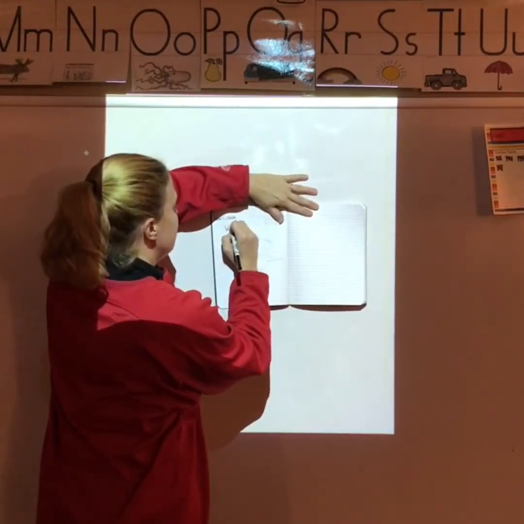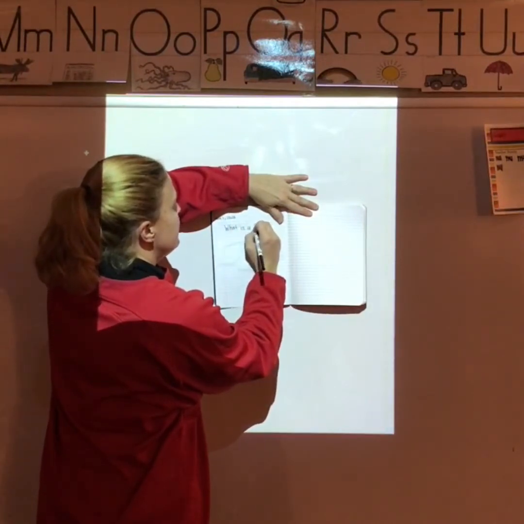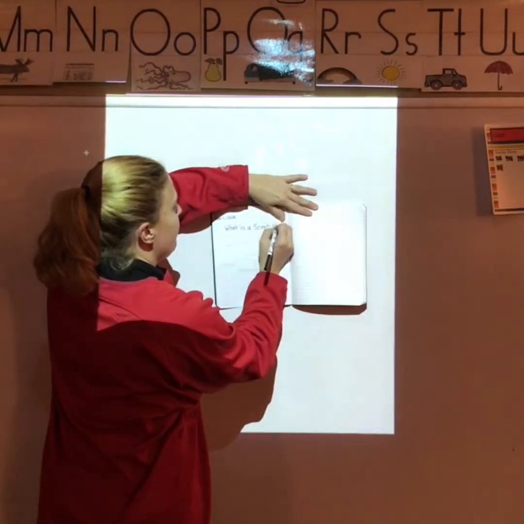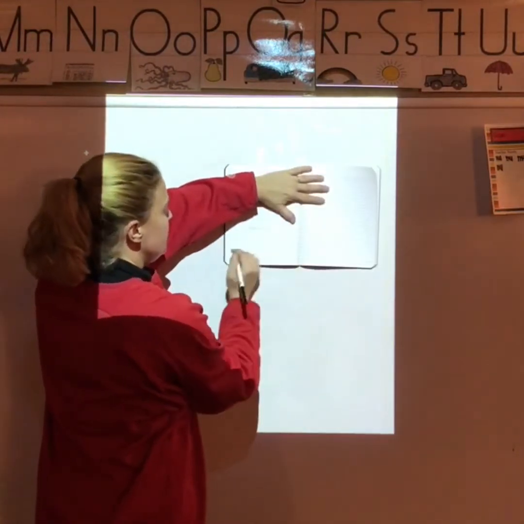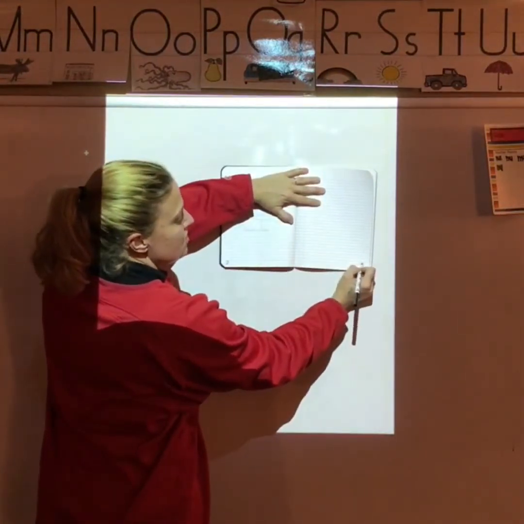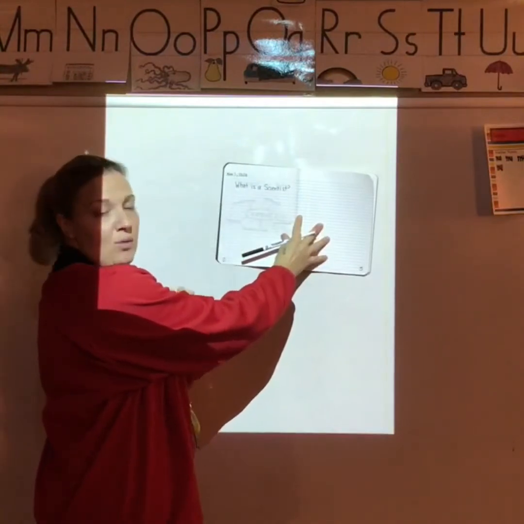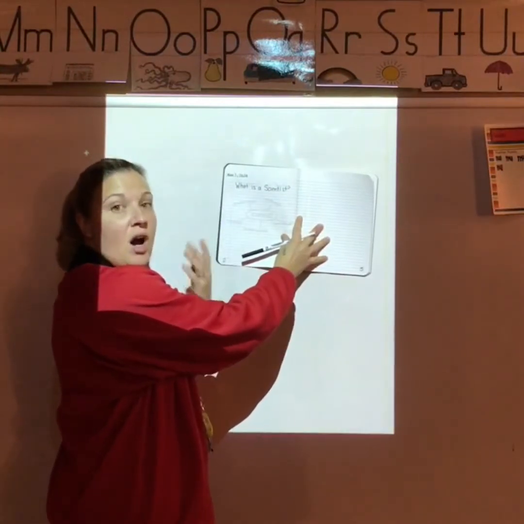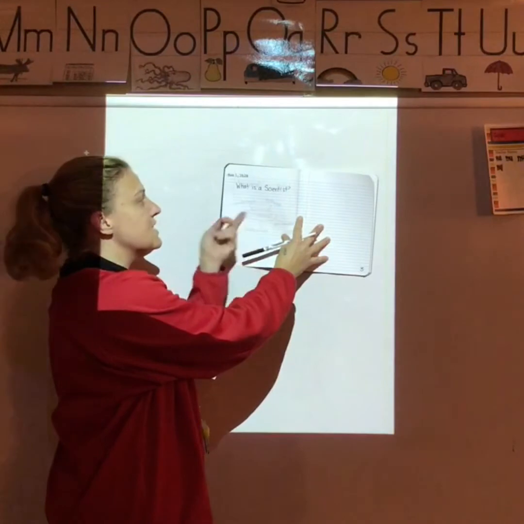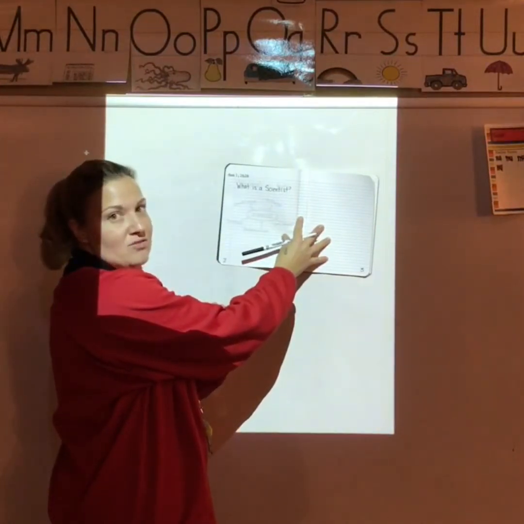And I'm going to write, what is a scientist? Question mark. I'm also going to number my page, page 2, and I'm going to number this page, page 3. In this spot, I want you to draw a picture of a scientist. What does a scientist look like? Pause the video and draw your picture now.